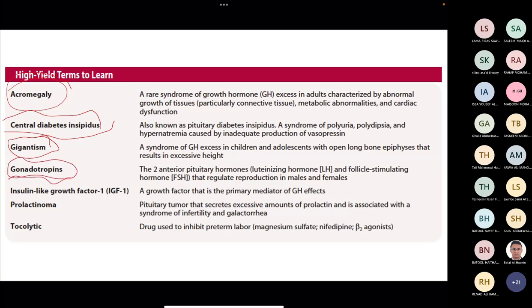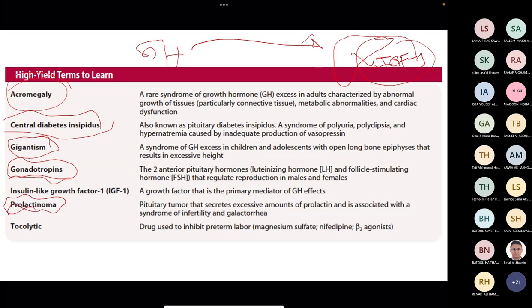Gonadotropins are hormones related to sex hormones, which are FSH and LH. Also, growth hormone, when it is released from the anterior pituitary, travels to the liver, and in the liver it mediates the release of insulin-like growth factor 1, IGF-1. IGF-1 is a second messenger responsible for the effects of growth hormone. And prolactinoma is a tumor that, as the name implies, releases prolactin.